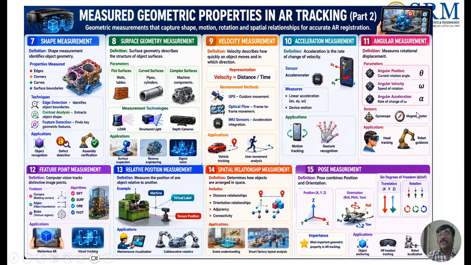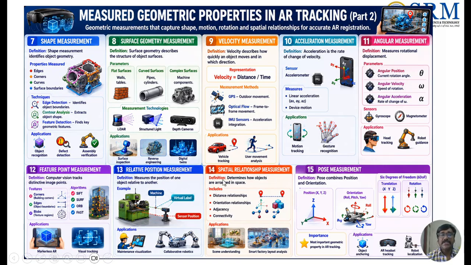We are using a gyroscope and magnetometer, with applications in head tracking and robust tracking. Feature point measurement: computer vision tracks and creates distinct images, which we call features. Many algorithms are used here to identify the features, and these algorithms are listed here. Relative position measurement measures the position of an object relative to another one, which is needed to avoid collisions between the various objects in realistic scenes.